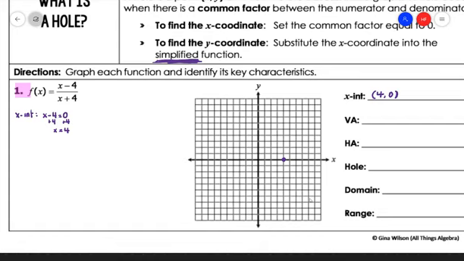Then the next step is to find the vertical asymptote by setting the denominator equal to 0. So my denominator is x plus 4. So x equals negative 4 is the vertical asymptote. And remember, these asymptotes are lines that we're going to get infinitely close to, but we're never going to touch. So we will have a line where x equals negative 4.